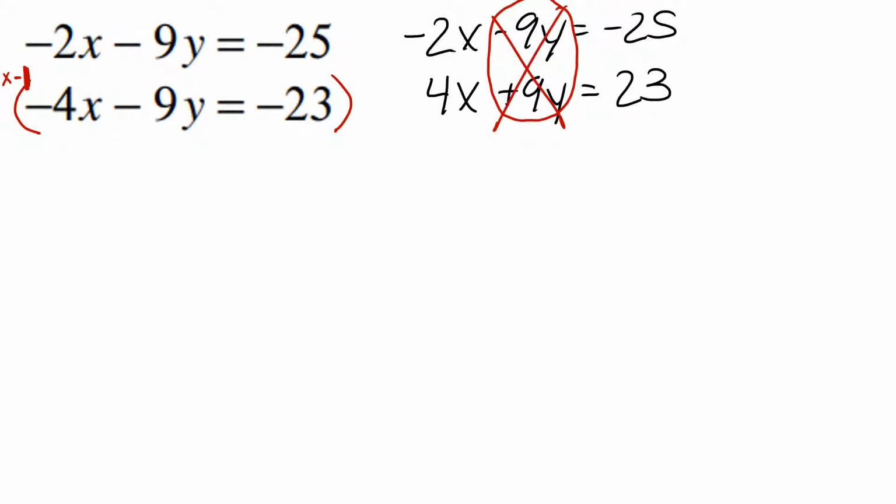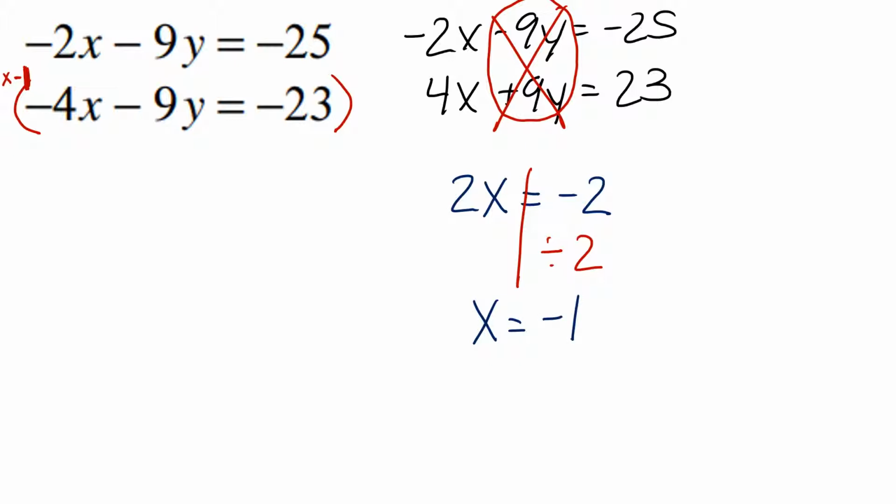Combining the rest of the problem, negative 2 plus 4 is going to give us a positive 2x. Negative 25 plus 23 is going to give us a negative 2. And our last step is to divide. The 2 and the x side by side means multiply. We do the opposite, we divide. Negative 2 divided by 2 is going to give us a negative 1.